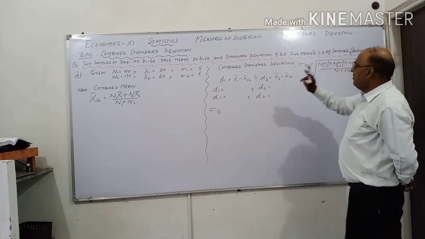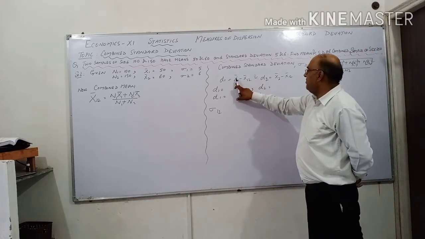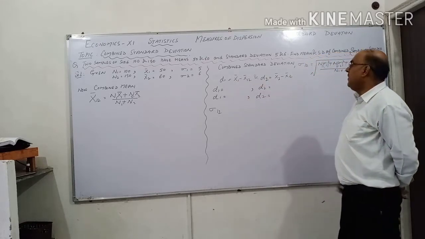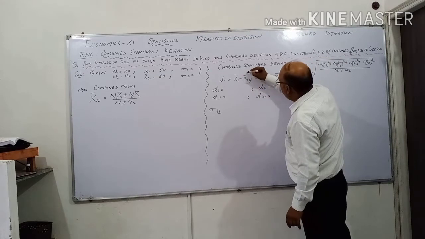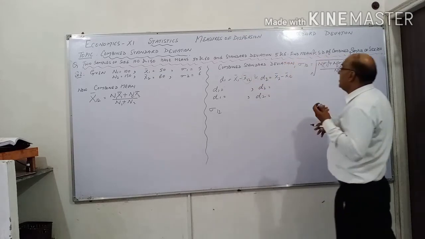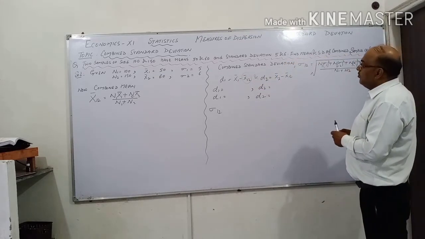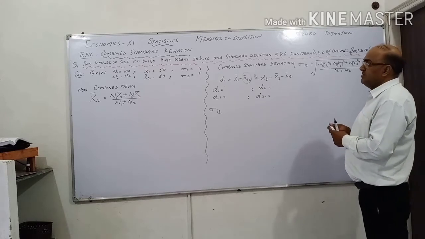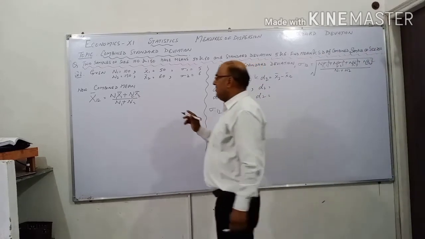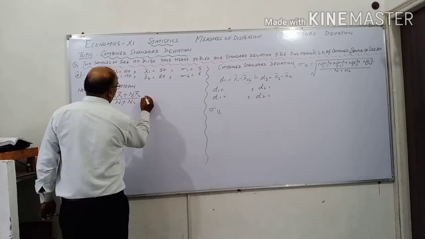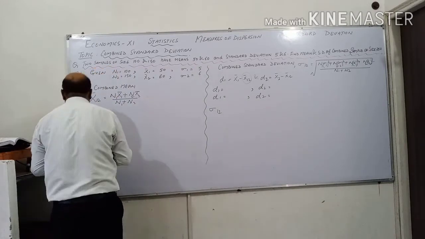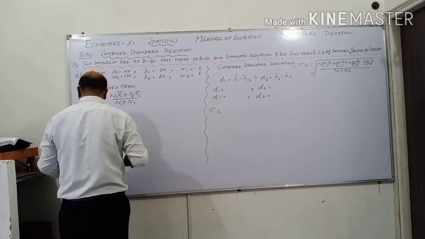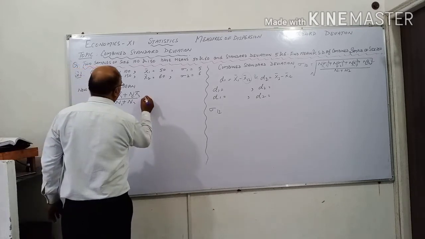To find d1, we have the formula mean 1 minus combined mean. So now the question arises that we have to find the combined mean. How much is our combined mean? Only then can we solve the question. So the first step is to find the combined mean. Now what is given to us? We have to look at this carefully. What is given to us?